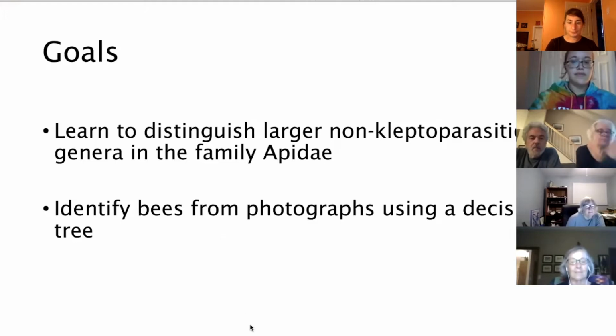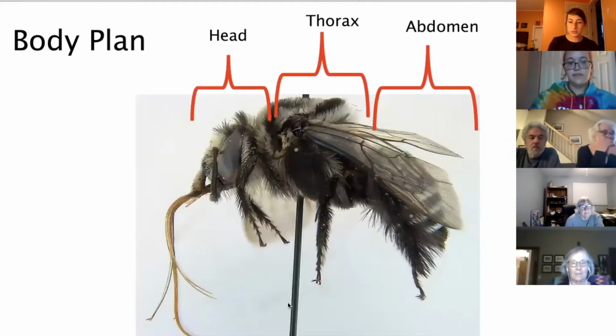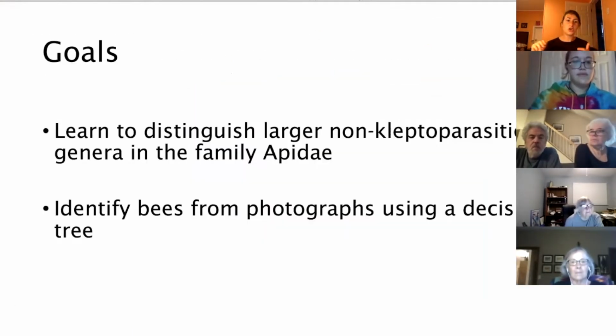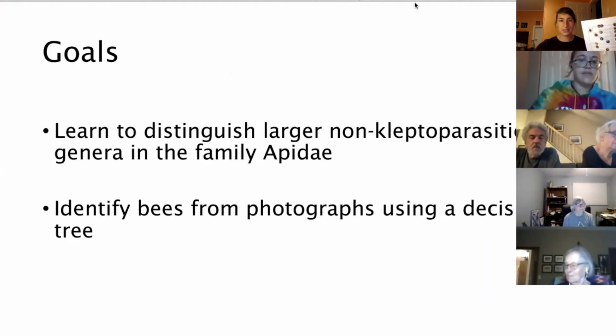Okay, so the goals are to distinguish some of the larger non-kleptoparasitic bees, and then also just to practice generally identifying bees from photographs and using this handy dandy decision tree.